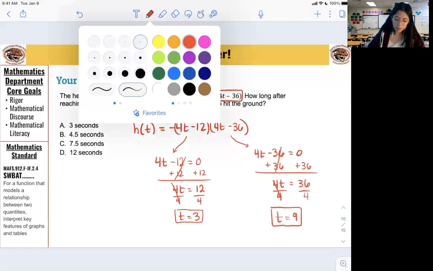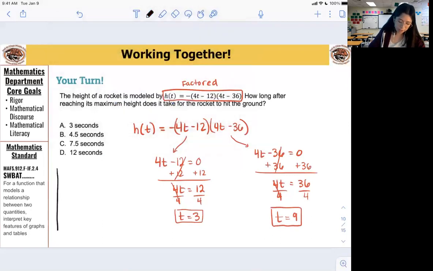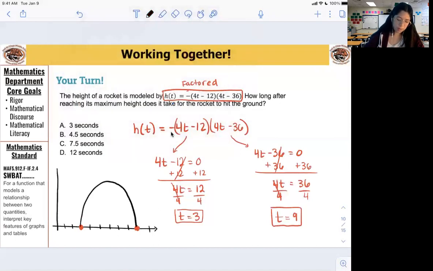So this question is going to be a lot easier after I draw a little sketch, because I know where my x-intercepts are: 3 and 9. So let me count 1, 2, 3, 4, 5, 6, 7, 8, 9. So here's one. Here's the other. And what direction is my graph going? Upwards or downwards? Downwards. Facing downwards, right? So I know that whatever is happening is going to look something like this.